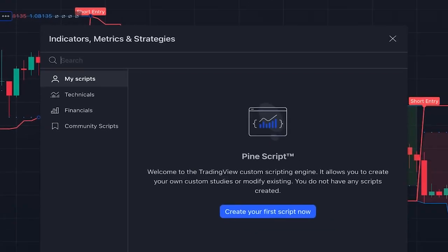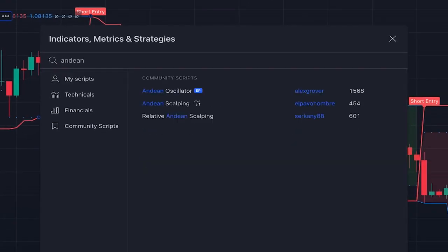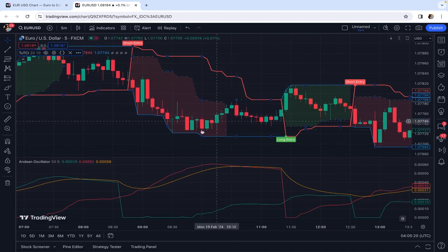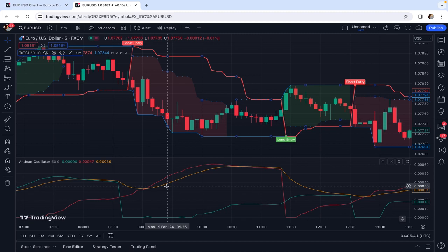Here we click on indicators and we search Andean oscillator, this one, which is an editor specs indicator and written by Alex Grover. This indicator will help us to know when the market is flat and in what times we have enough upside or downside momentum for entering a trade.